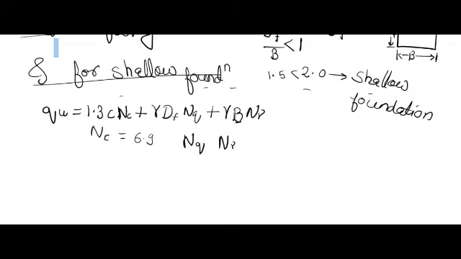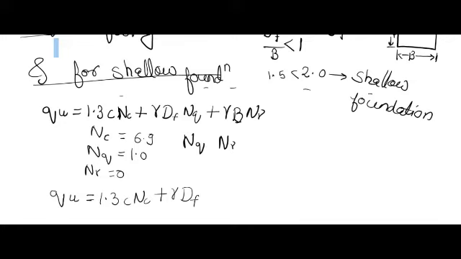So we will write Nc is equal to 6.9, Nq is 1, N gamma is equal to 0. So the ultimate bearing capacity of the soil Qu is given as equal to 1.3 c Nc, Nq is 1, so it comes out as gamma dF, N gamma is 0, so that term becomes 0.